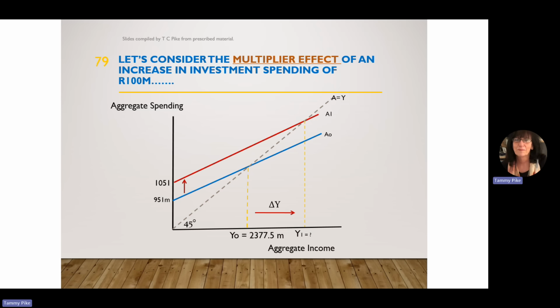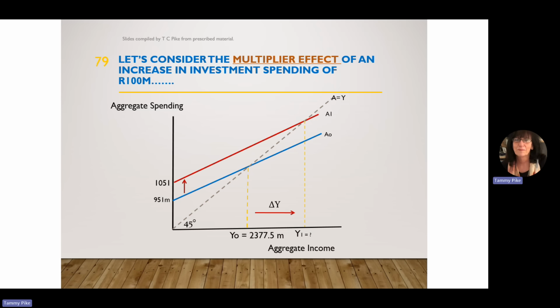All right, so back in the starting position, equilibrium. Now we're going to increase our investment spending by 100 million. There we go. So 951 plus 100 gives us a new aggregate spending line, A1, and therefore a new level of output. Could you quickly calculate that? Let's see if you can quickly do it.